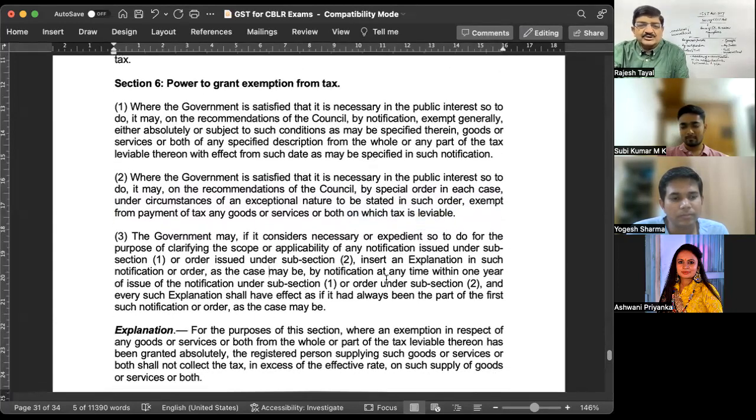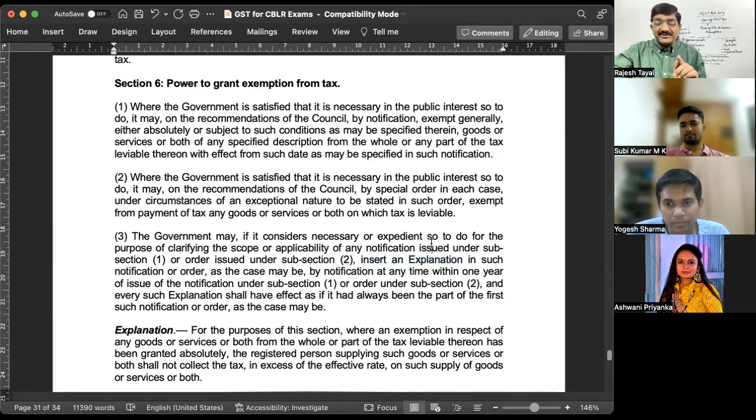Then subsection 3, what does it talk about? Insert an explanation. Right? So how many explanations are being inserted? Only one. Right? So whether this power of the government to insert this explanation is related to notification or order? Notification. Read it carefully. The answer is already in front of you. Subsection 3, read it. Notification or order. Exactly. So this is for both.